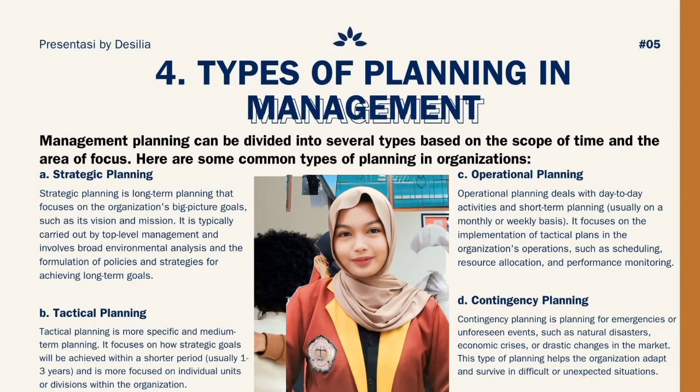4. Types of planning in management. Management planning can be divided into several types based on the scope of time and the area of focus. Here are some common types of planning in organizations. A. Strategic planning. Strategic planning is long-term planning that focuses on the organization's big-picture goals, such as its vision and mission. It is typically carried out by top-level management and involves broad environmental analysis and the formulation of policies and strategies for achieving long-term goals.